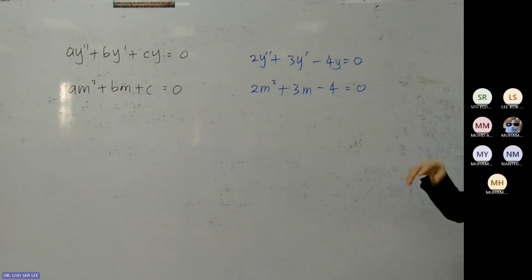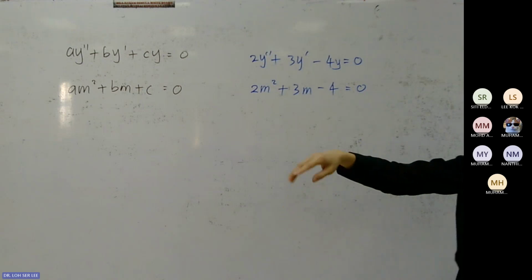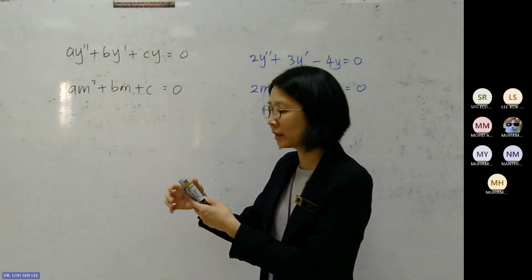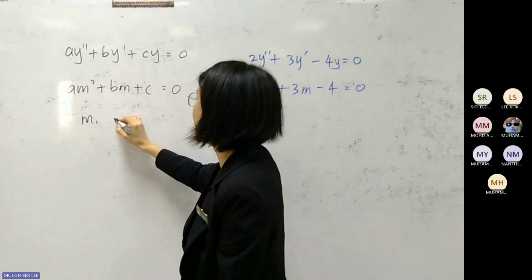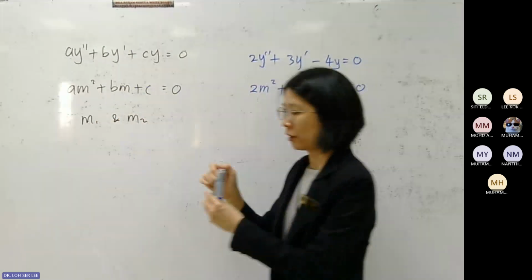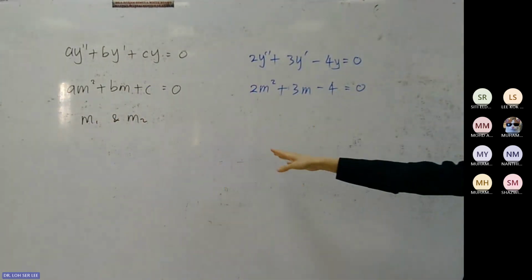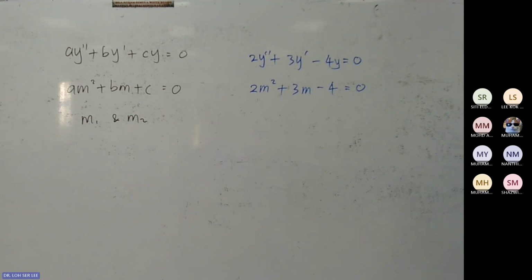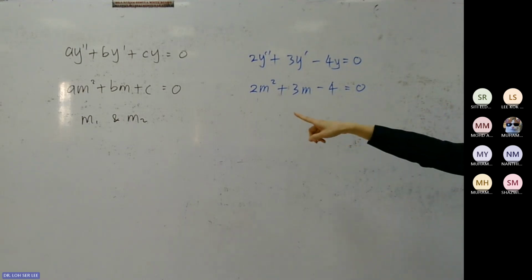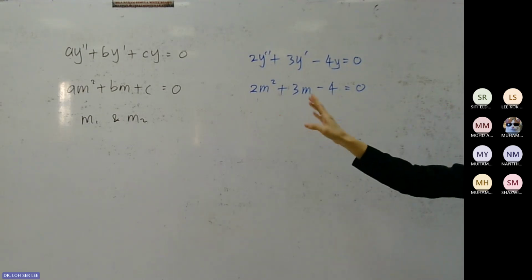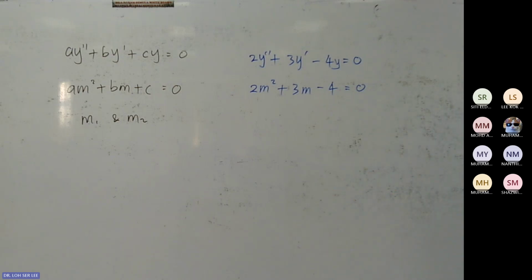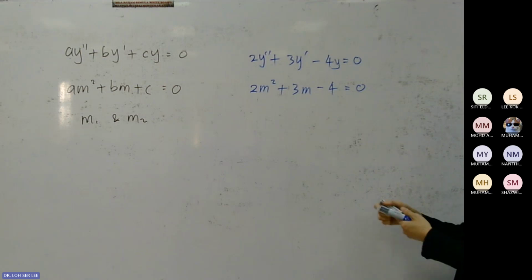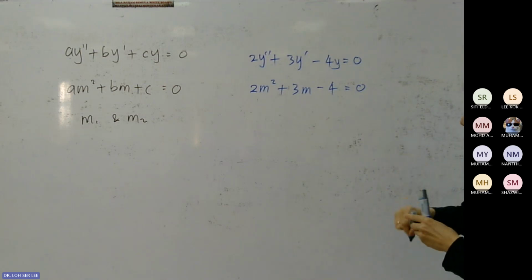Next, we will factorize the quadratic equation to get the two values of m, so m1 and m2. You can either factorize manually or use your calculator to get the two values of m1 and m2. Then we will refer to table 2.1. If you look at the slide, we refer to table 2.1 to get the general solution. What is table 2.1?